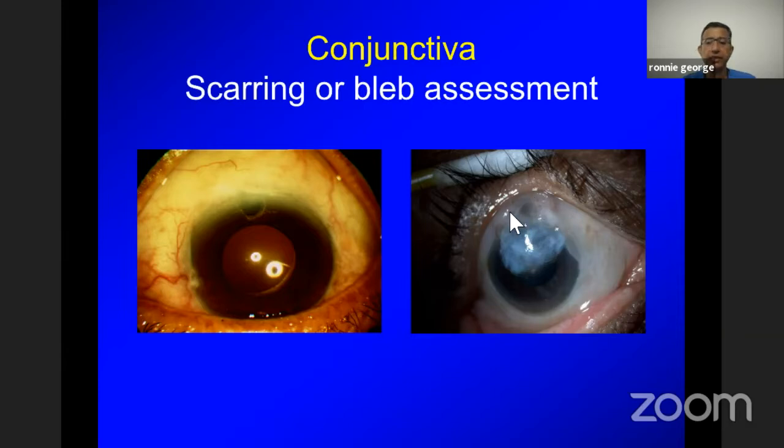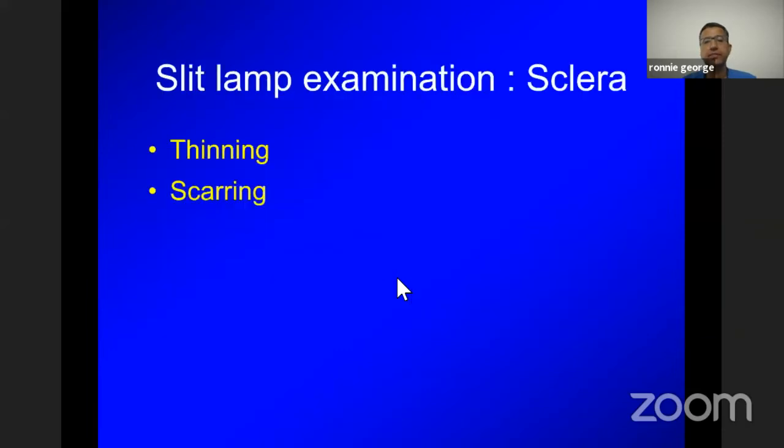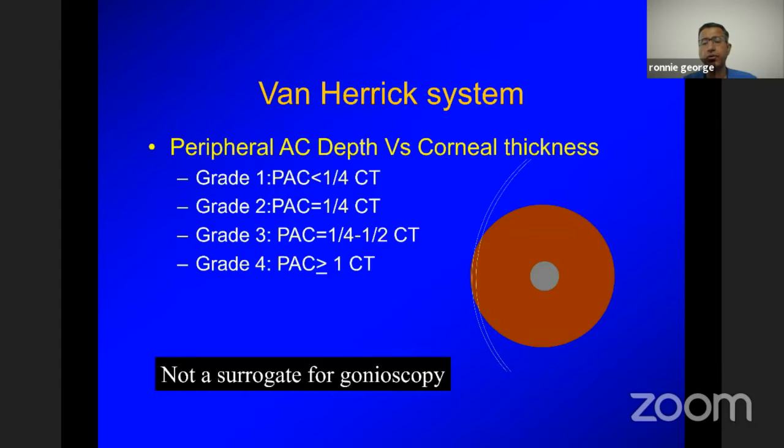But if you see a bleb like this, don't also forget to look for a bleb leak, because that is part of your bleb evaluation in a glaucoma patient. At the slit lamp, look for thinning or scarring, because that would again give you a hint as to whether there's been trauma or whether there's any other etiologies that you need to look for.